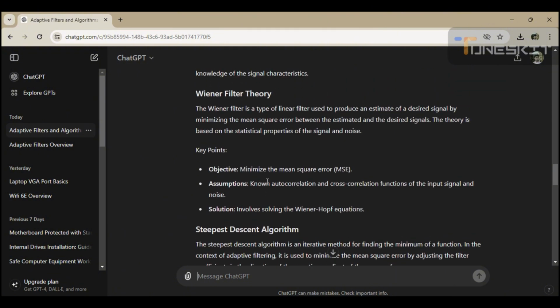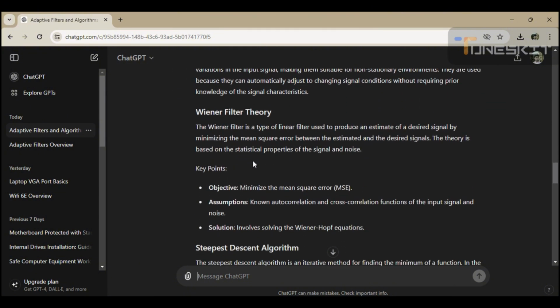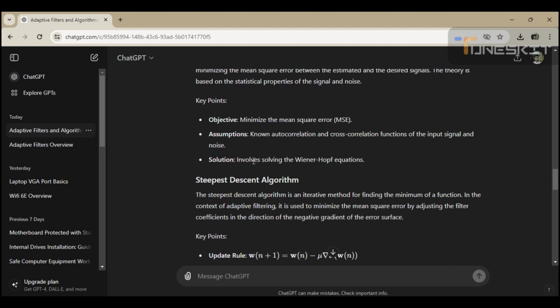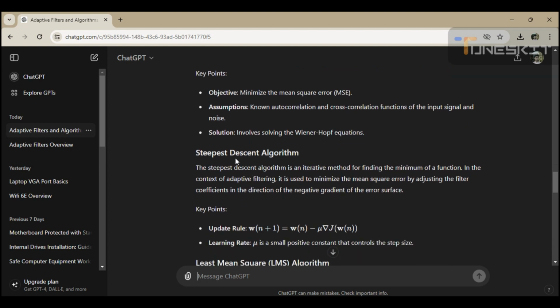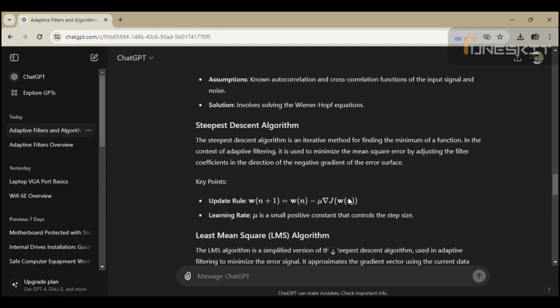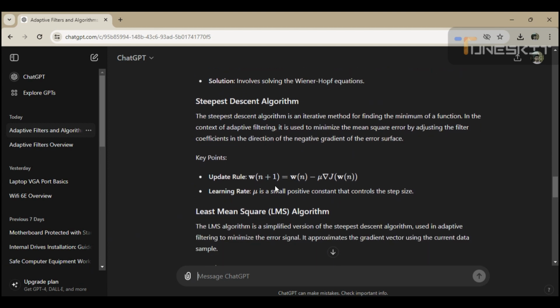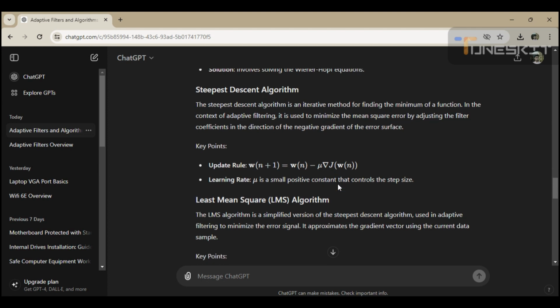For using adaptive filters we use some algorithms. The first algorithm is the steepest descent algorithm. It is an iterative method for finding the minimum of a function. In the context of adaptive filters, it is used to minimize the mean square error by adjusting the filter coefficients in the direction of the negative gradient of the error surface. The formula for the steepest descent algorithm is W of n plus 1 equals W of n minus lambda times the gradient.